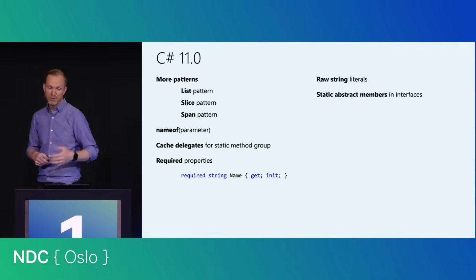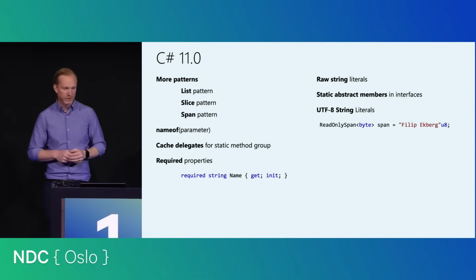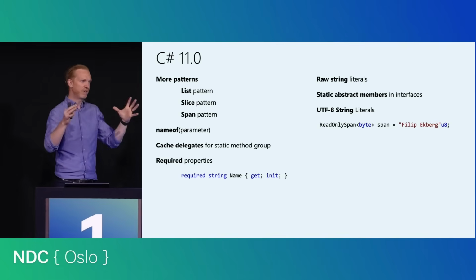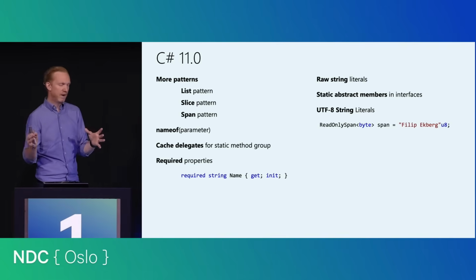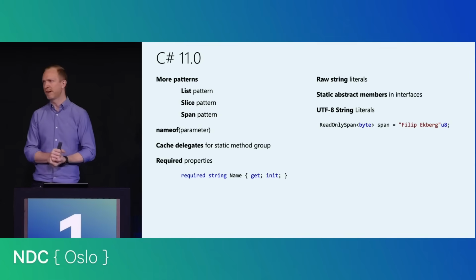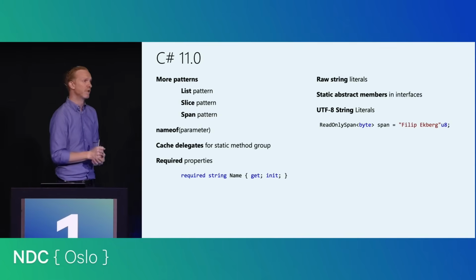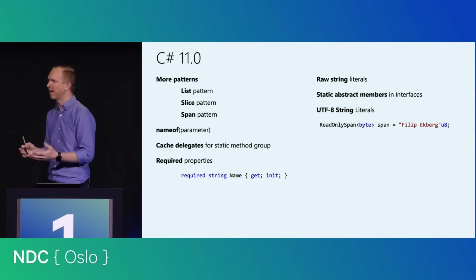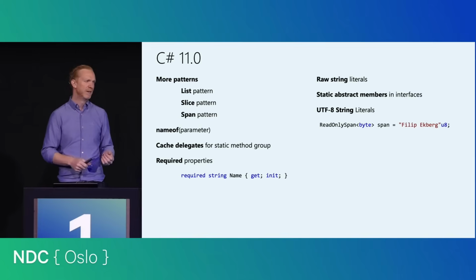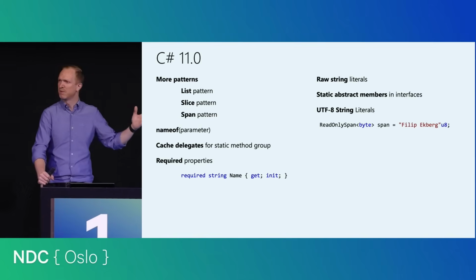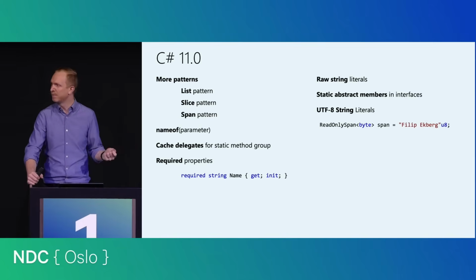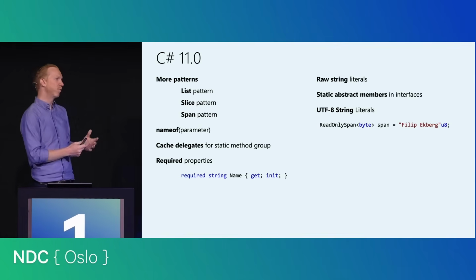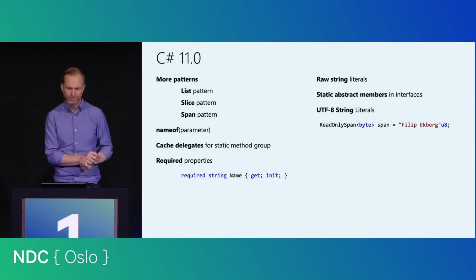There's static abstract members and interfaces, UTF-8 string literals, so that I can say, for example, in this case, that I'm going to take my string Filip Ekberg, and then I'm going to look at this as a UTF-8 string in memory, which is basically just converted into a byte array. I'm using a ReadOnlySpan because that is a more performant way of representing our arrays. It's not just in terms of performance when I'm just pointing to the array and accessing all the elements, but when I'm doing manipulations, slicing off portions. Spans are a really great way of representing any arbitrary type of memory.